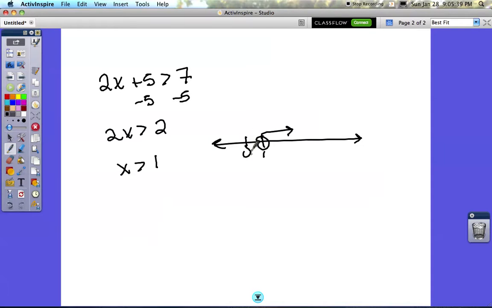Well, let's check a number less than 1. Let's just see. Pick a number less than 1. Negative 2. Okay? What's 2 times negative 2, plus 5? It's 1. Is 1 greater than 7? Not true. Let's try 0. 2 times 0 plus 5 is 5. Is 5 greater than 7?